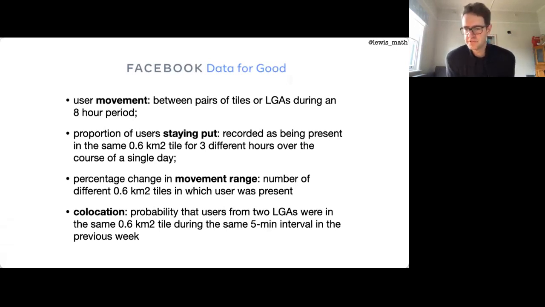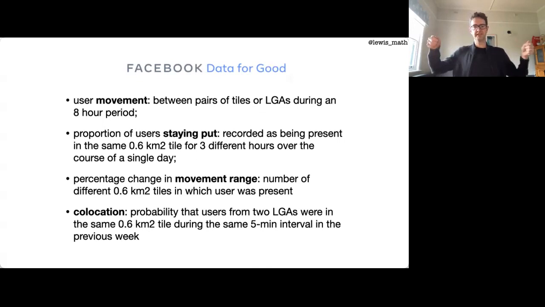The proportion of people who stay put, who don't move outside of their local government area or move out of their tile. So the people who are staying home. So that's useful for measuring lockdown, whether people are actually staying at home during lockdown. Changes in movement range.